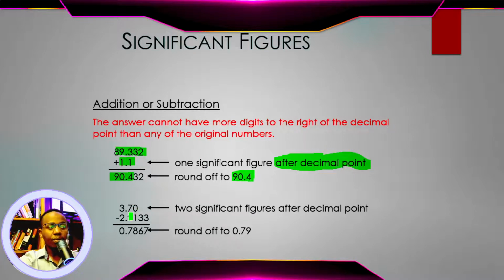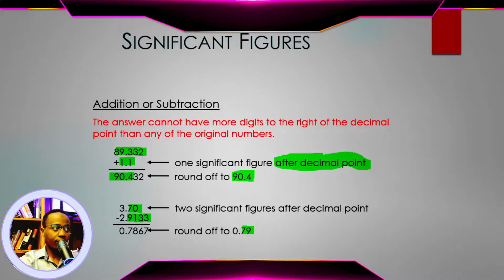Same here. So in subtraction, you look after the decimal point. This one has 2 digits after the decimal point. This one has 4 digits after the decimal point. So our answer is going to have 2 digits after the decimal point. That's the rule when it comes to addition or subtraction.